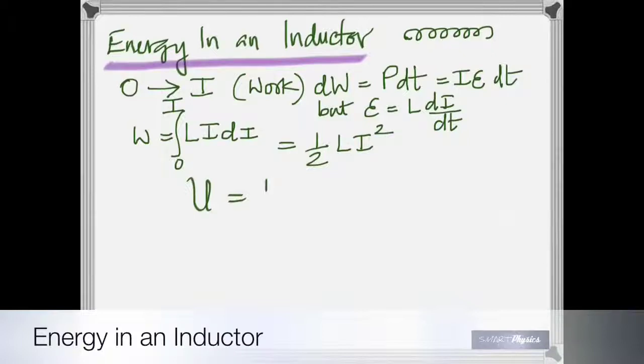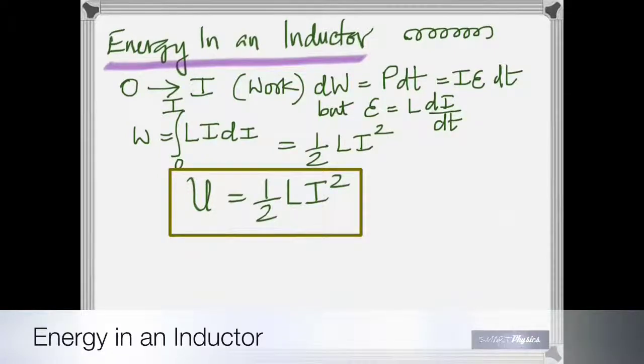squared. So remember the symbol for energy is U. Haven't we been using that? Potential energy, U. 1/2 L I squared. Just remember, L is the inductance and I is the maximum current. So you may want to write it as I naught, just to show that it is the maximum current.